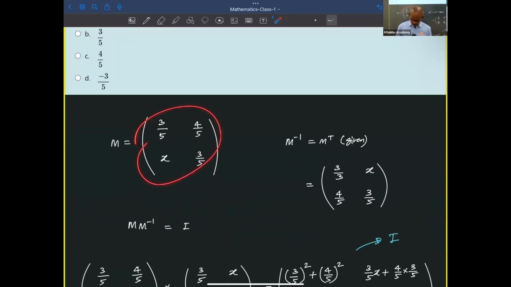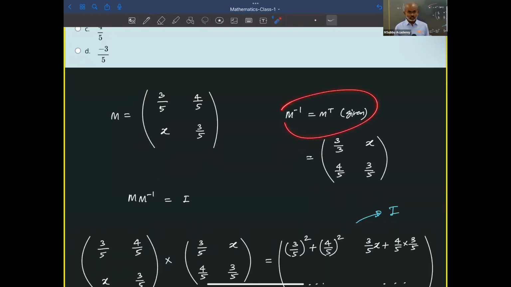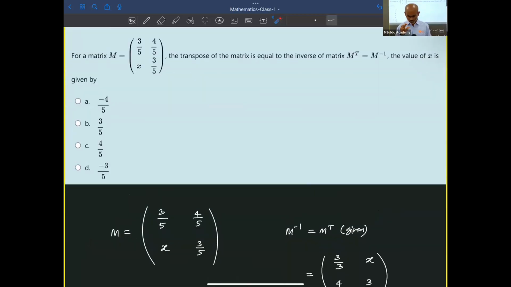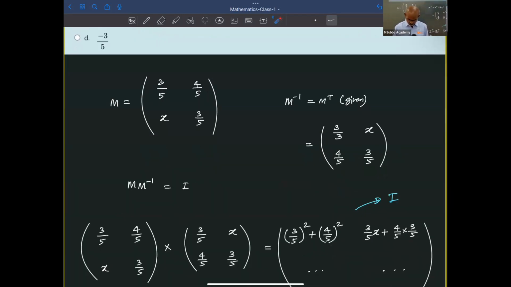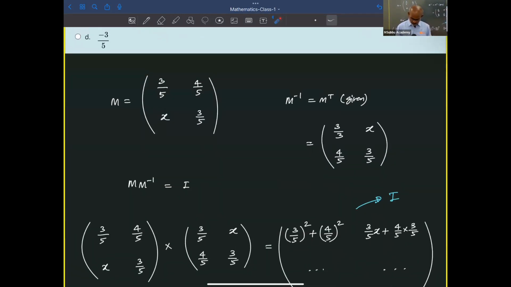So what is the original matrix? It is given that M inverse is simply the transpose, which is valid for an orthogonal matrix. Not diagonal, sorry, orthogonal matrix. So for an orthogonal matrix, inverse is simply equal to transpose. So now you need not worry about this; simply do whatever the statement says.